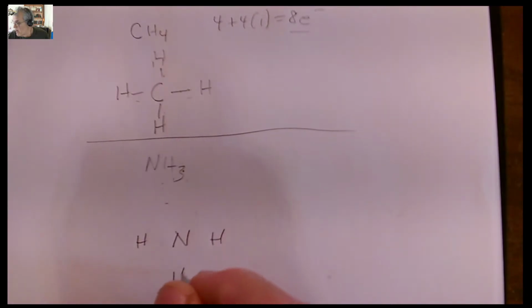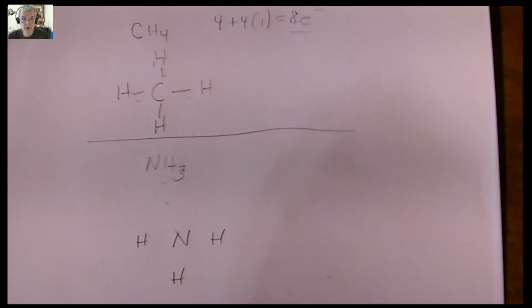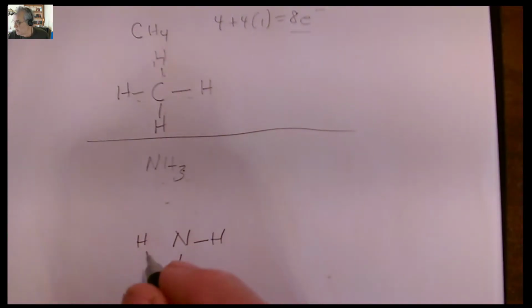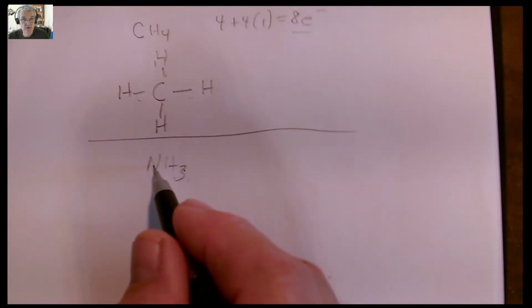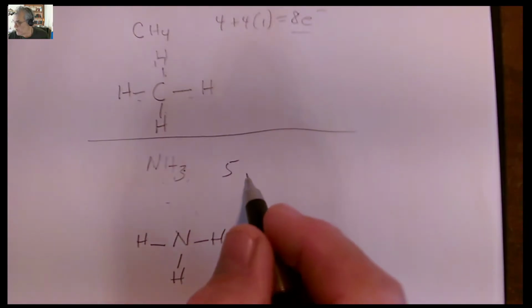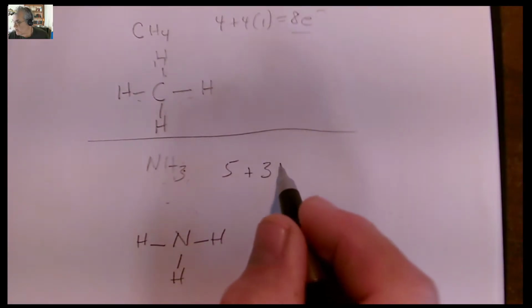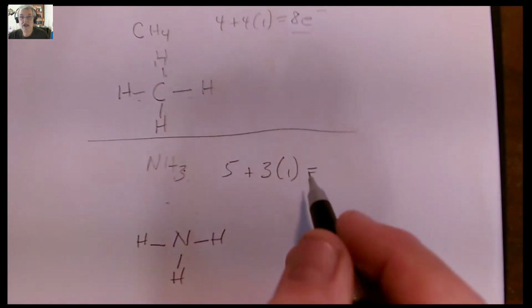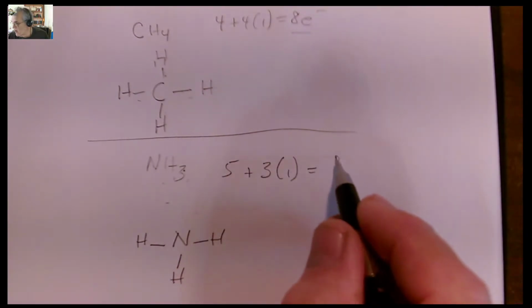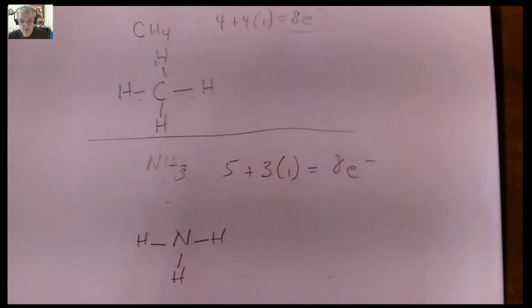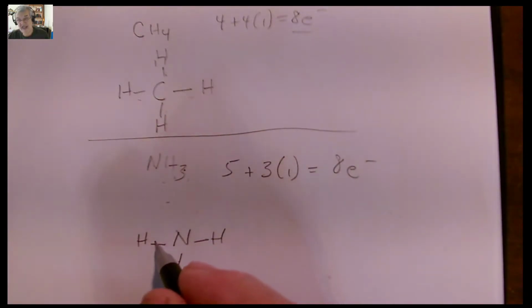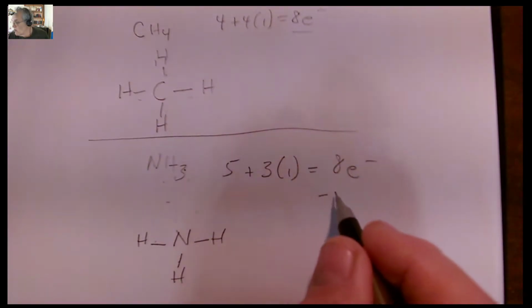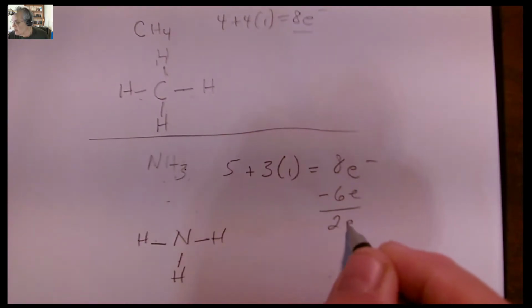And we only have 3 hydrogens, so we can only put the hydrogens in 3 places, and we'll connect them with a single bond. How many electrons do we have? Well, nitrogen is a group 5, therefore it has 5 electrons, plus hydrogen, each one has 1, 3 times 1. So we'll have a total of 8 electrons again, just like we had before. We've got 8 electrons possible. We've used 2, 4, 6 electrons. So we've used 6 electrons. We have 2 electrons left over.